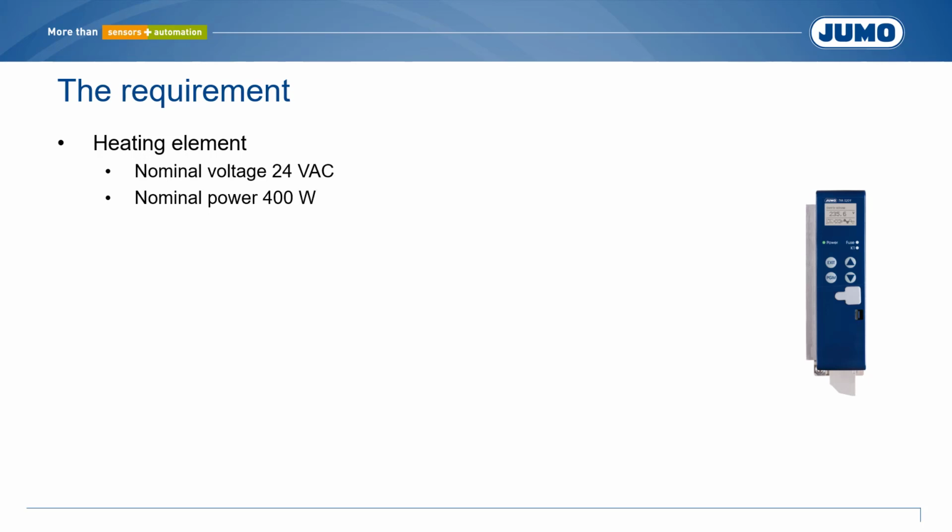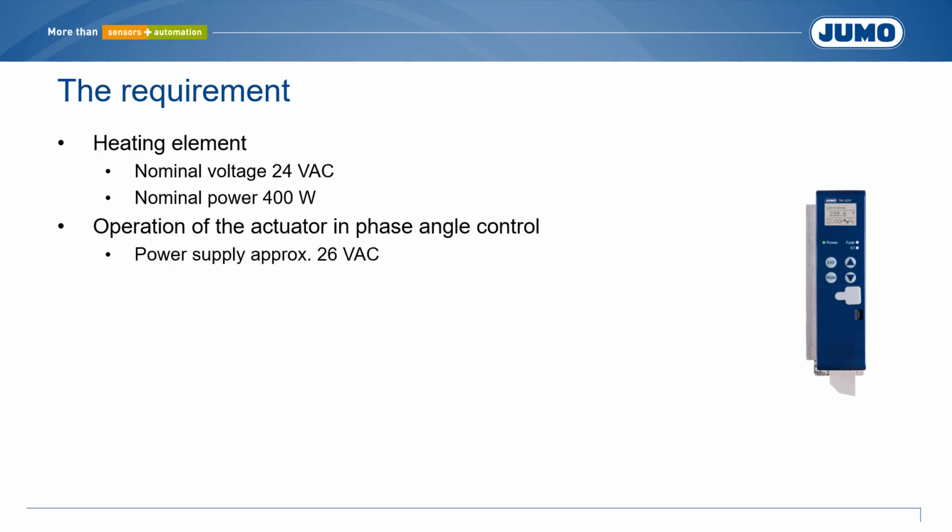The supply voltage is about 26 volt AC. To protect the heating element from overvoltage, phase angle control is used. U² is used as subordinate control, and the temperature controller requests the power via a 4 to 20 mA signal.